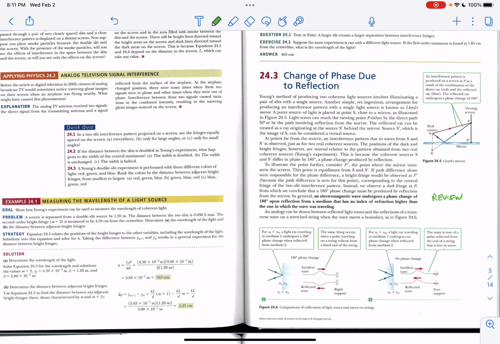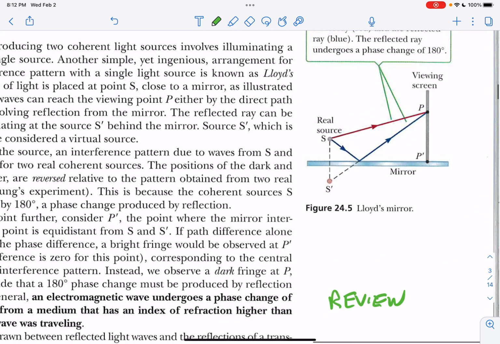This screencast is going to focus on diffraction. We begin with a bit of a review, and that is, we need to remember that when a beam of light reflects off a surface that has a larger index of refraction, there's going to be a phase reversal. It'll be reflected 180 degrees out of phase.